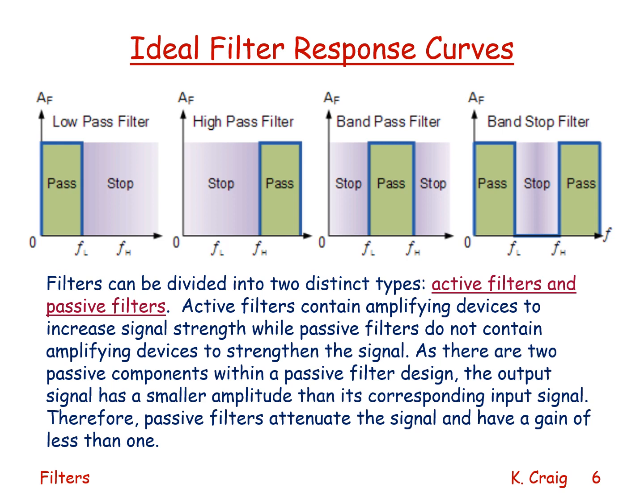Filters can be divided into two distinct types, active filters and passive filters. Active filters contain amplifying devices to increase signal strength, while passive filters do not contain amplifying devices to strengthen the signal. As there are two passive components within a passive filter design, the output signal has a smaller amplitude than its corresponding input signal. Therefore, passive filters attenuate the signal and have a gain of less than 1.